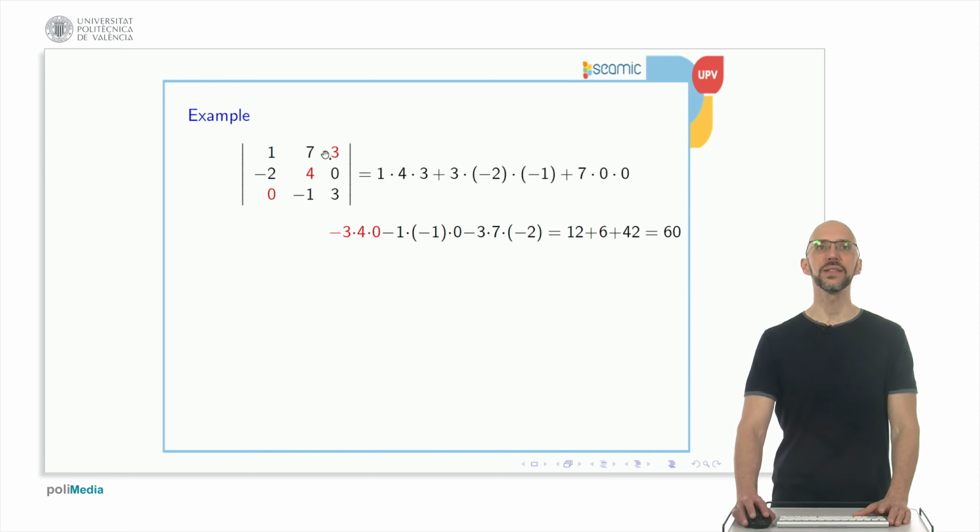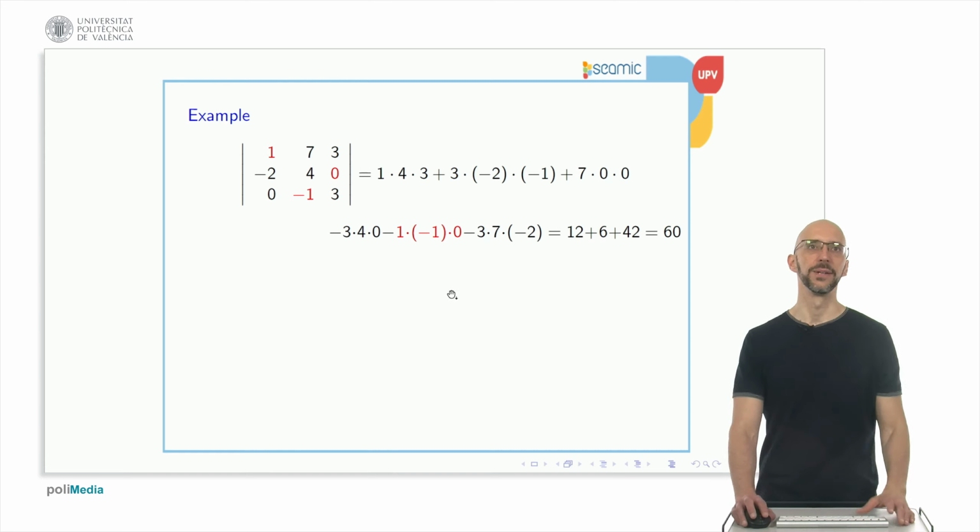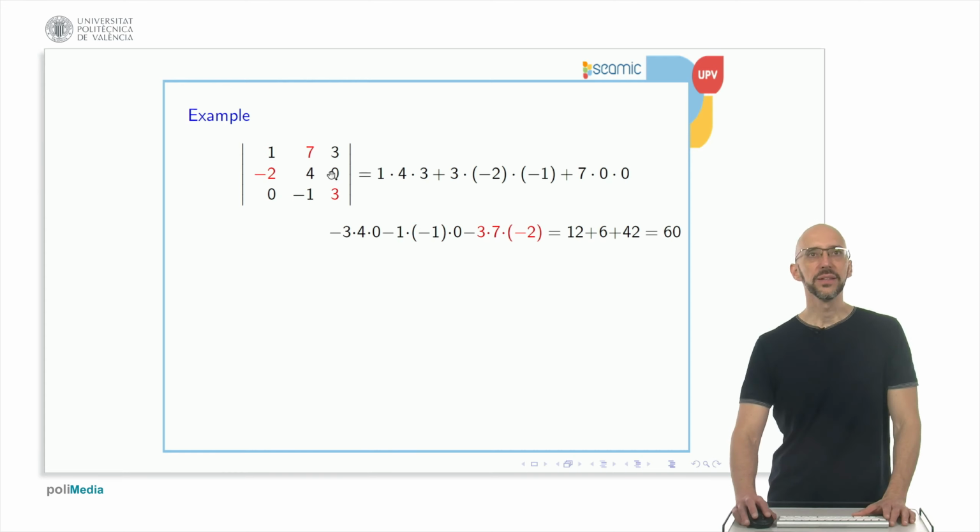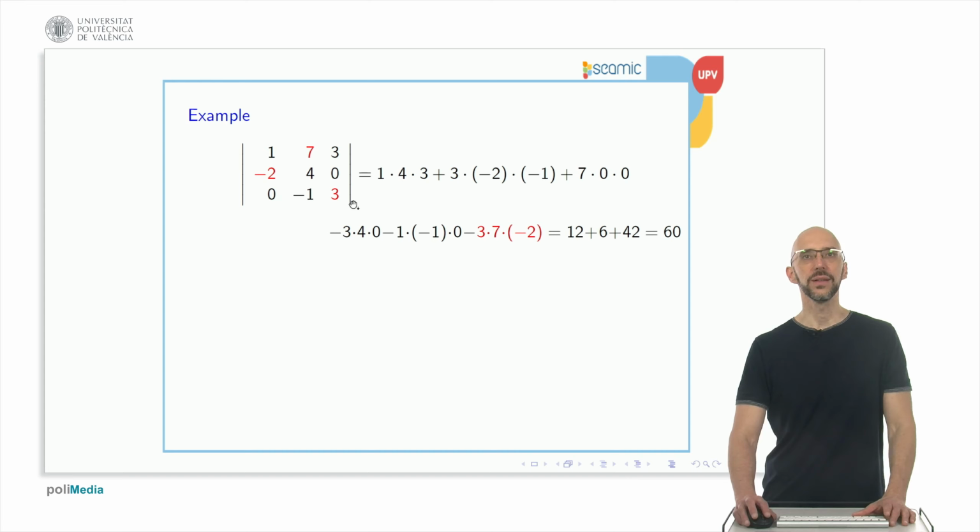Then I'm going to do the same with this diagonal parallel to the secondary diagonal and this number, and with this diagonal and this number. Okay, let me just show you here. So this is the diagonal parallel to the secondary diagonal, 0, -1, but multiply with the 1. Again, a triangle. And the other one is 7, -2, and 3. That is the other triangle that we obtain in this determinant.